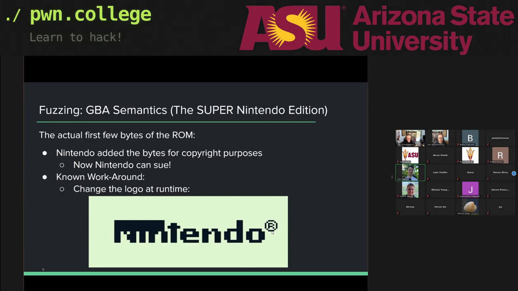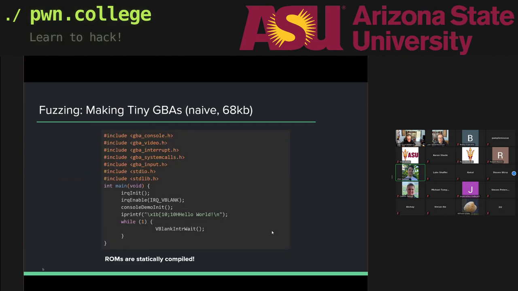But there is a workaround, which is changing the logo at runtime, because you do know where the ROM is loaded into memory. So after it is validated, you can, of course, overwrite it. So this is an image of overwriting that actual Nintendo logo by changing the first 4 bytes. Moving on to the next part. This is where we start playing some GBA golf. We're making tiny GBAs.